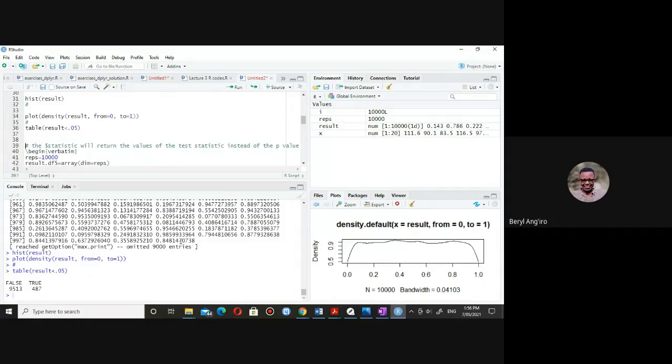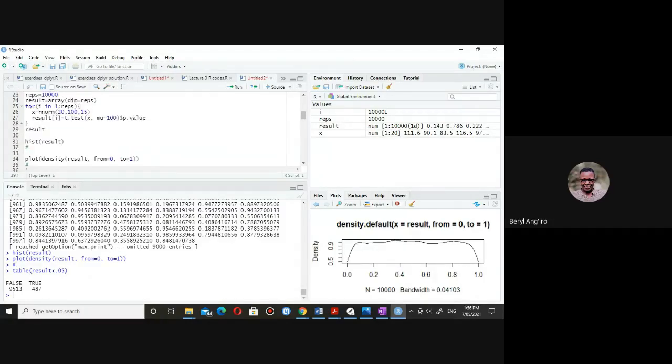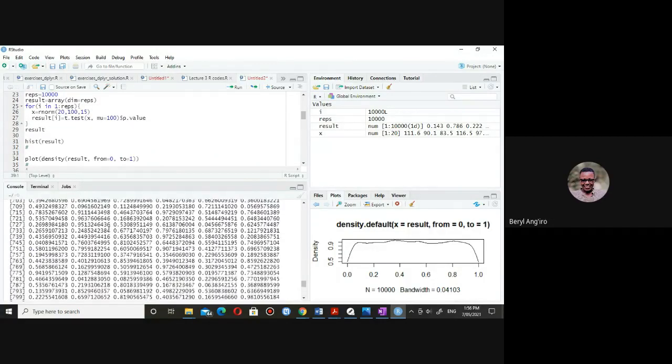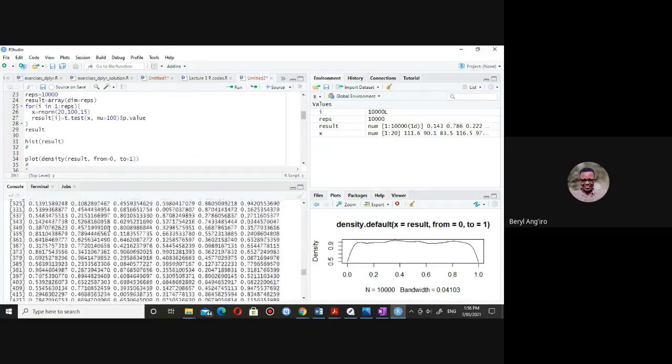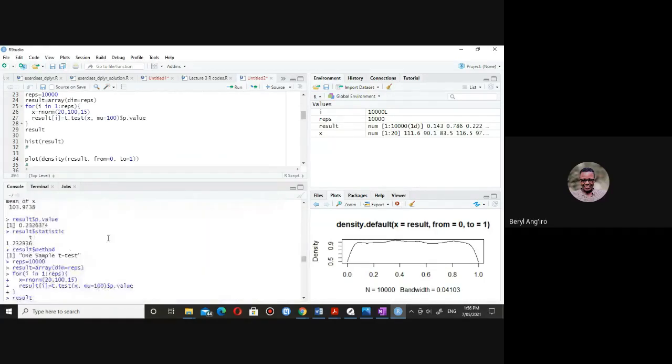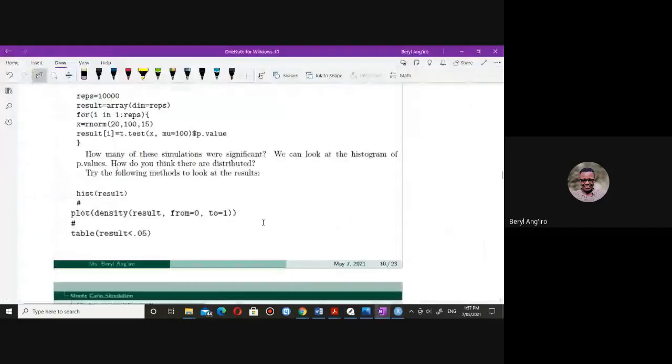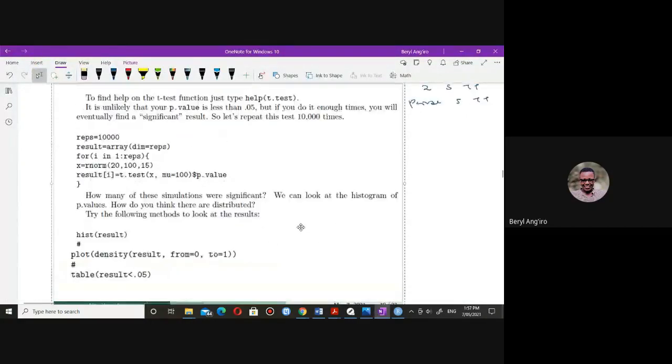So you can perform the experiment, because we had seen that the t-test was not significant the first time. The p-value was 0.23. But now if you perform the experiment a number of times, then you can extract the values that are significant from the 10,000 iterations.